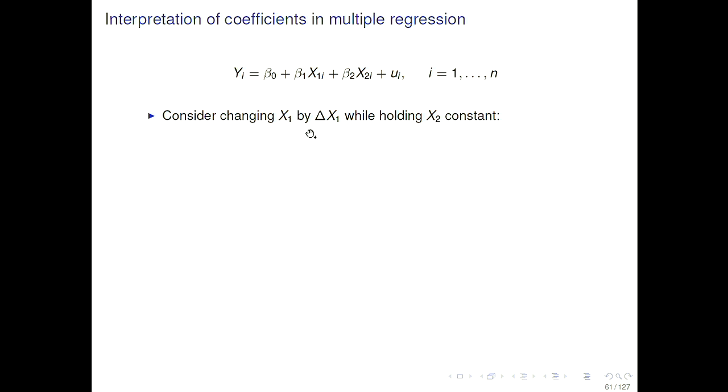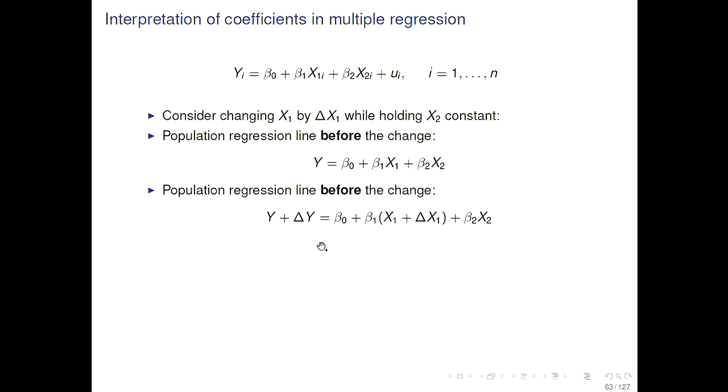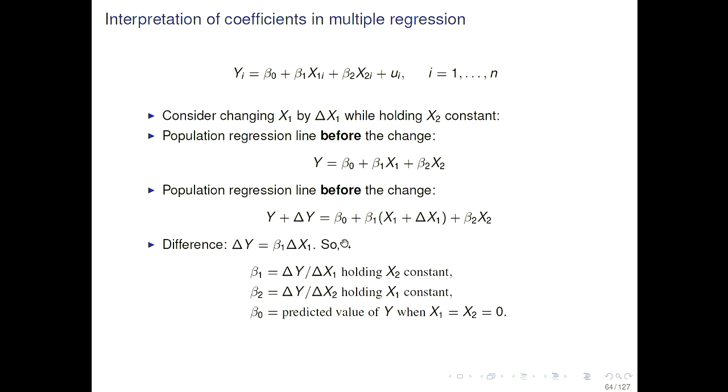So how to interpret beta 1 and beta 2? Once again, consider we change x1 by some increment, delta x1, but we don't change x2 at all. Then before we change, the population regression line looks like this, without this error term. The error term is not included in the population regression line. This is just a line, without any error. And then after we change the value of x1 by this increment, the population regression line is going to be this. There must be a change. And then the difference can be captured by beta 1 times the increment in the x variable.